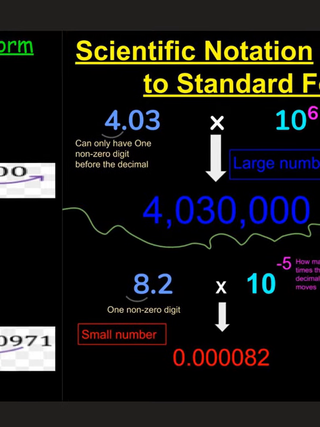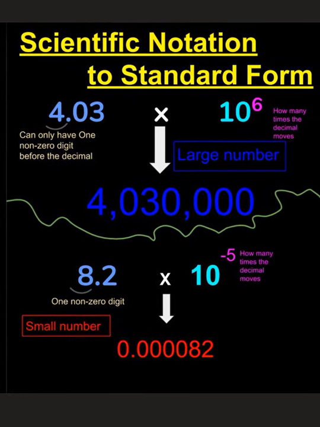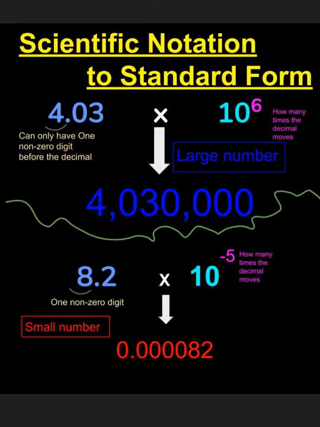All right, and just some more little notes here for you. Okay, scientific notation to standard form. Remember, the first factor to be correctly written can only have one non-zero digit before the decimal. Okay, times 10. The exponent is how many times you're moving your decimal. Because it's a positive exponent, you're going to end up having a large number as a result. So this number in scientific notation turns to this big number of 4,030,000.